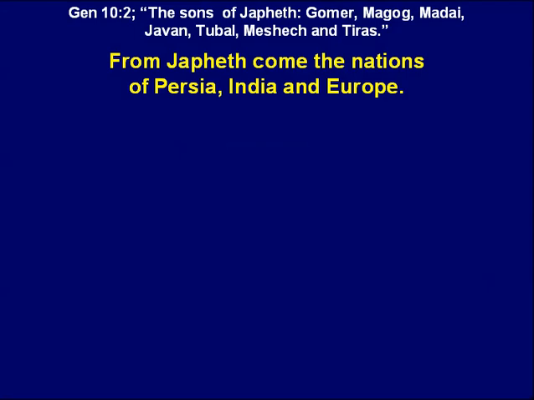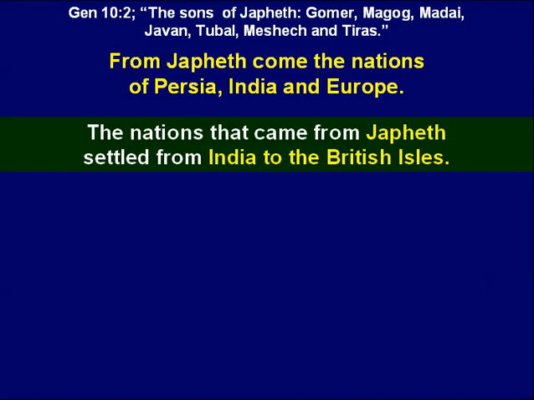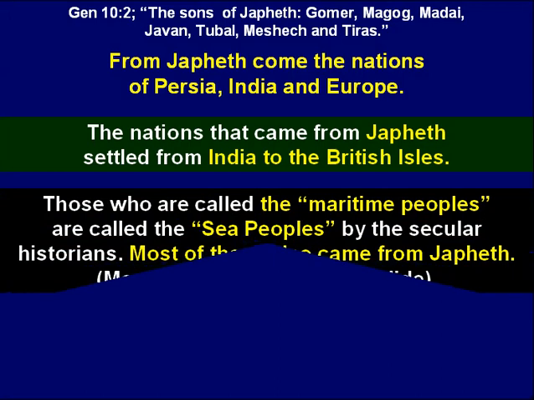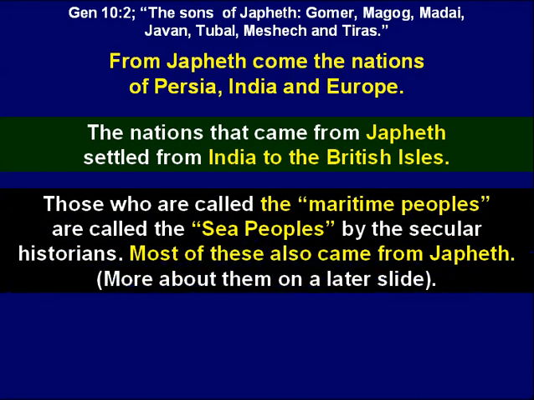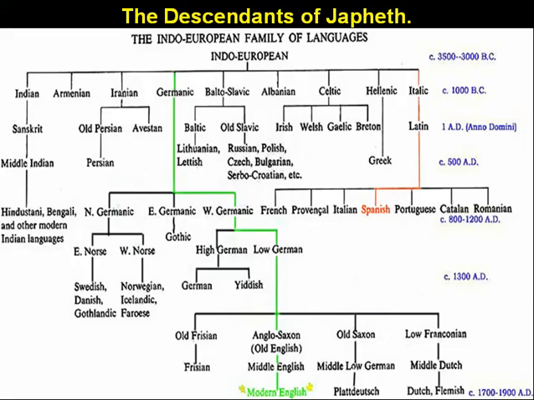From Japheth came the nations of Persia, India and Europe. The nations that came from Japheth settled from India as far as the British Isles. Those who are called the maritime peoples, called the sea peoples by secular historians, mostly also came from Japheth. More about that later. So here we have the Indo-European family of languages. A language is a great thing to have, to get a rough idea of what links people, where they come from and their background.